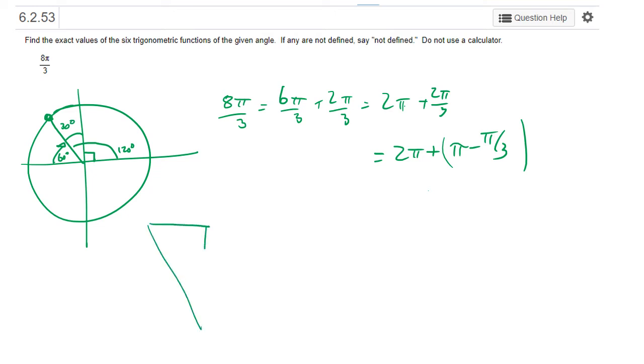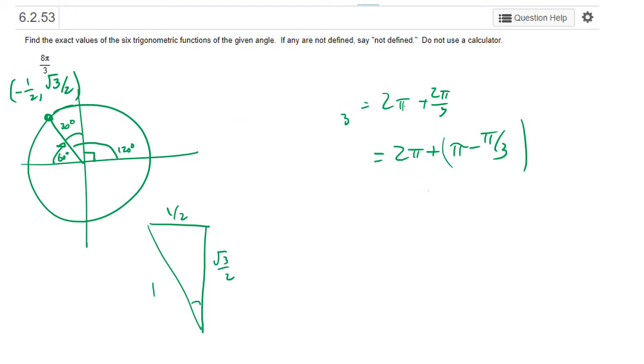So I take my standard 30, 60, 90 triangle, which we did in another problem. I know this is 1/2, the hypotenuse is 1, this is root 3 over 2. But since I'm in quadrant 2, my x-coordinate is negative. So we're now back at this point where we have figured out the x and y coordinates of the point corresponding to the angle, which means we can go ahead and list out sine, cosine, etc., which we will just breeze through fairly quickly now.